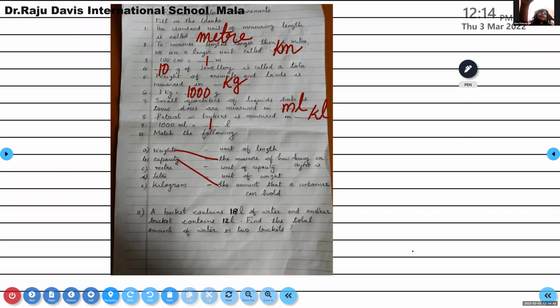We want to write it on the page. Meter, unit of length. First one. Next one, liter. Ma'am, you want to write unit of capacity? The third one, unit of capacity. Kilogram, unit of weight. The fourth one.